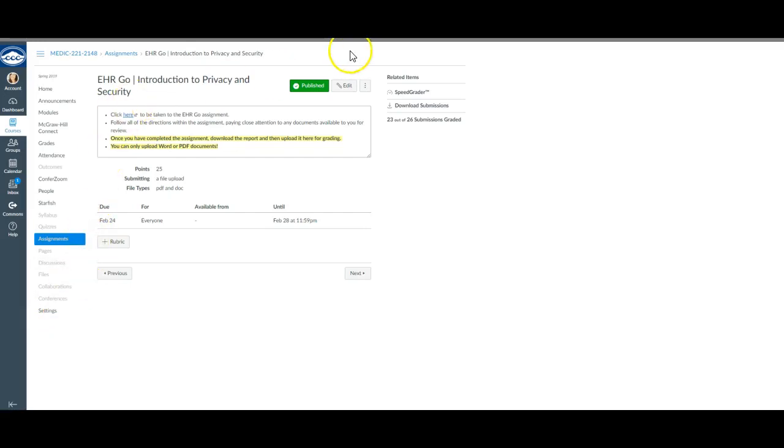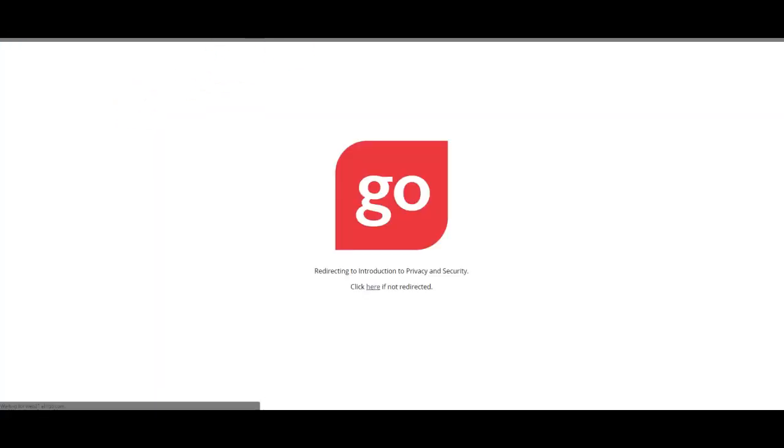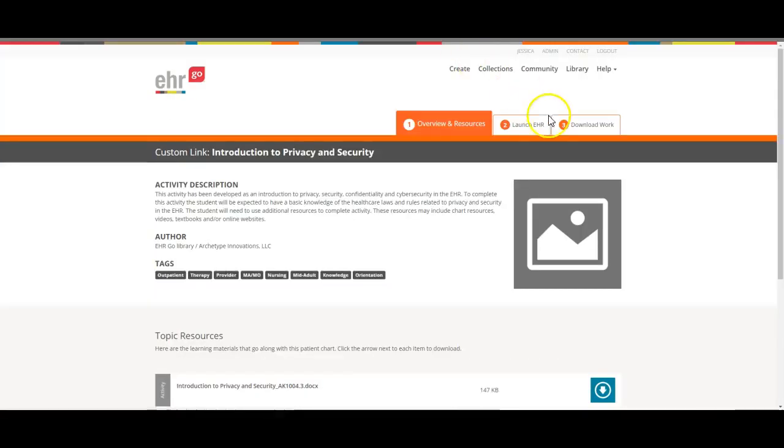Hey guys, so I'm going to walk you through how to do the EHR Go Introduction to Privacy and Security assignment. This one's pretty easy, and there isn't a lot you have to do actually in the chart. So you click the link to be taken to the EHR Go assignment.